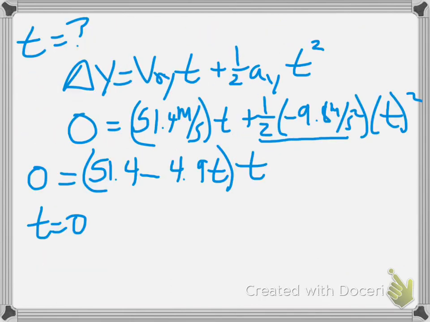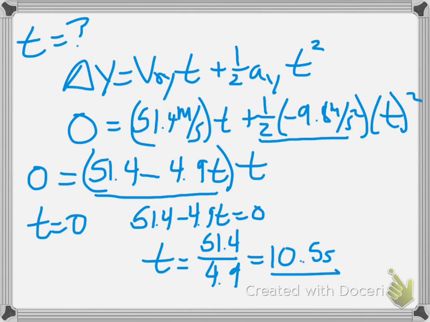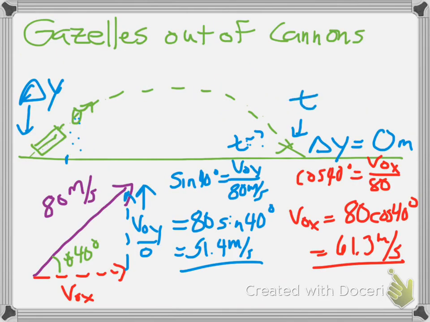So then we come back and we say, well, there's another situation where the part in the parentheses could be equal to 0. So if 51.4 minus 4.9t is equal to 0, then t is 51.4 over 4.9. I'll let you do that algebra. That's moving the negative 4.9t to the other side and then dividing to get t by itself. So we would get 10.5 seconds. So how long is the Gazelle in the air? Well, it takes 10.5 seconds to go all the way up to the top and come back down. So if we go back to our diagram, our time is 10.5 seconds all the way here at the end.